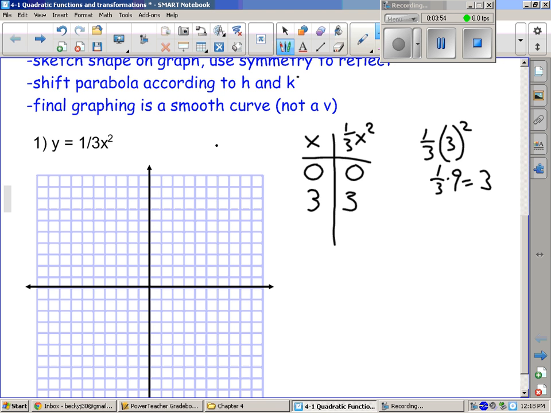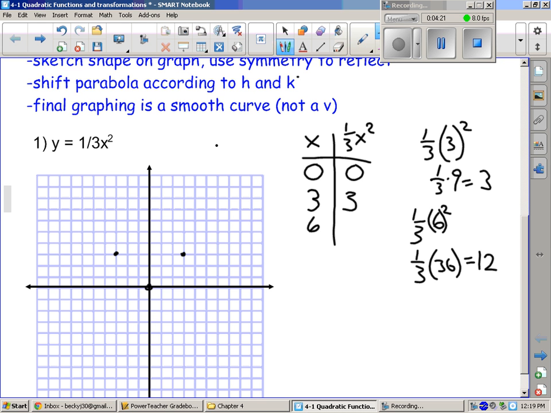So 0, 0 is here. Go over 3 and up 3, that's here. And the symmetrical one would be left 3 and up 3, so right there. You think I should pick another point? You could. Okay, let's try 6. All right, so put that in. We got 1/3 of 6 squared, 36. 1/3 of 36 is 12.